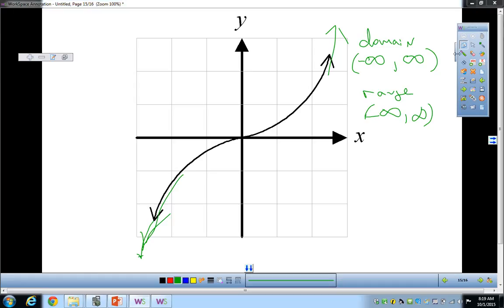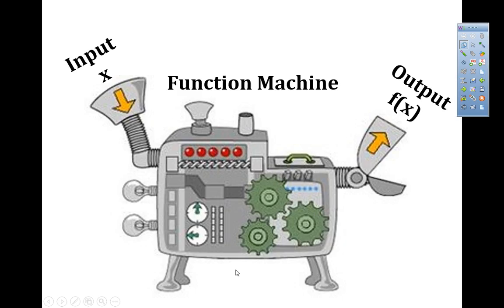Okay? Let's see if there's more. Function machine. You don't have to draw a picture of this, but a lot of times I use this as... yes, you have to copy this picture right now.